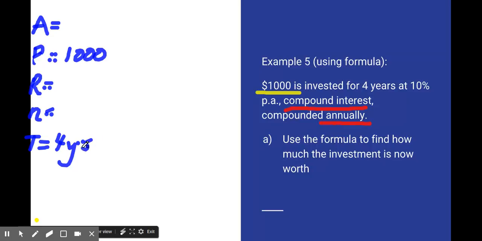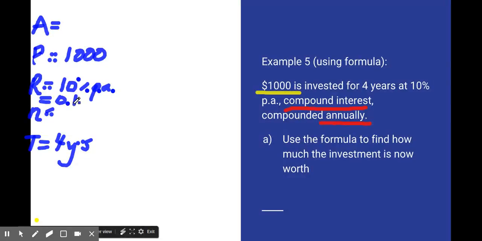And then at 10% per annum. So the rate is 10% per annum. Now, at this stage, we've only seen compounded annually. That means that once a year it's compounded. So my rate, if it's 10% per annum per year, is just 10%, which is 0.1. So I could say 0.1 there, and I'll just write that.